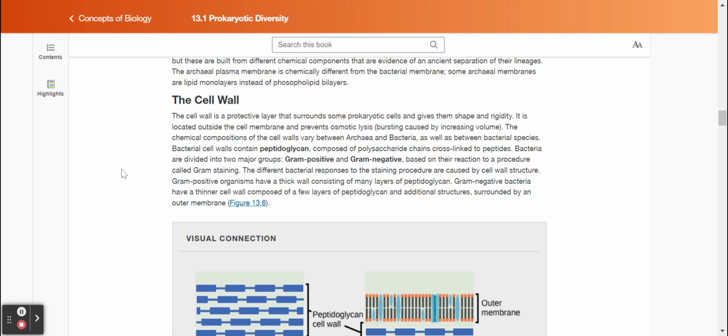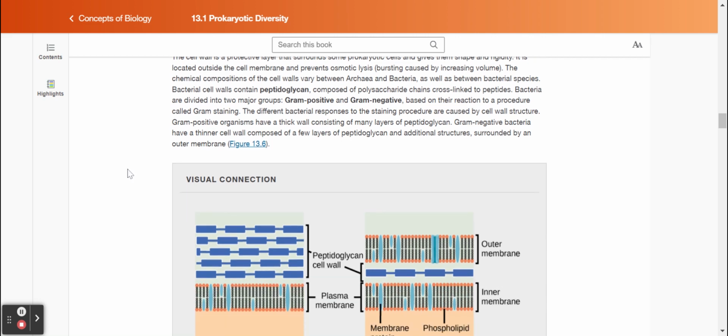Bacteria are divided into two major groups, gram-positive and gram-negative, based on their reaction to a procedure called gram staining. The different bacterial responses to the staining procedure are caused by cell wall structure. Gram-positive organisms have a thick wall consisting of many layers of peptidoglycan. Gram-negative bacteria have a thinner cell wall composed of a few layers of peptidoglycan and additional structures surrounded by an outer membrane.